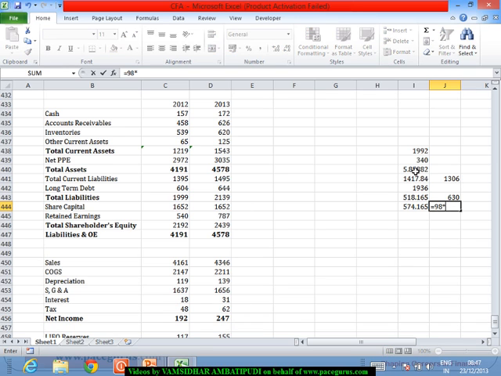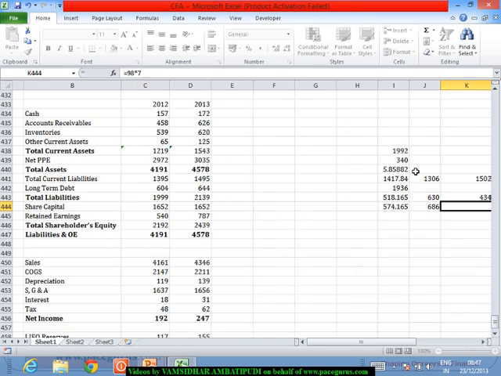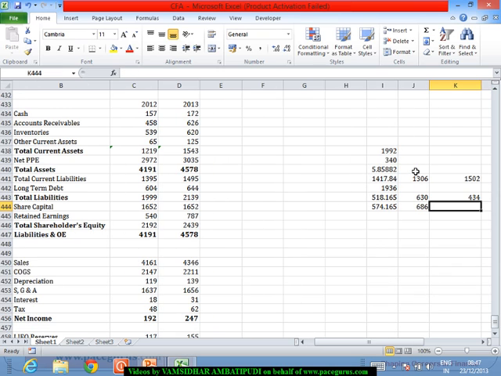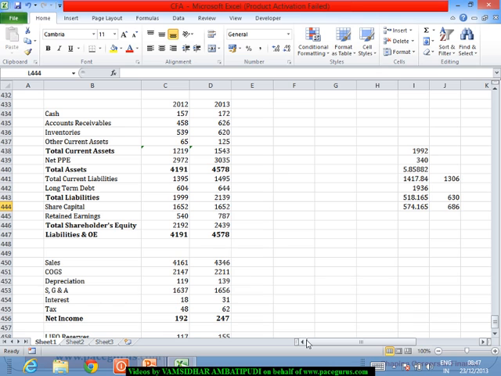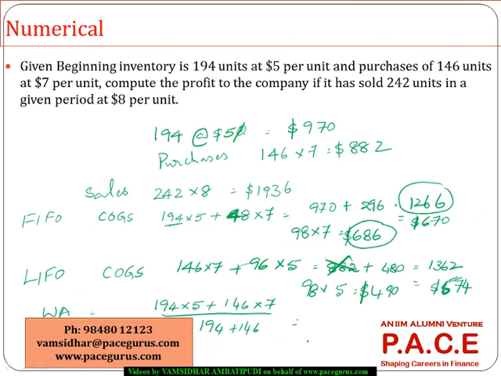98 items left at the rate of 7 per unit. So 686 is the inventory as per FIFO. 98 items left at the rate of 5 per unit. 490 is the inventory as per LIFO method. So these are the various inventory costing mechanisms and the typical cost of goods sold, as well as the inventory values associated with each one of them.